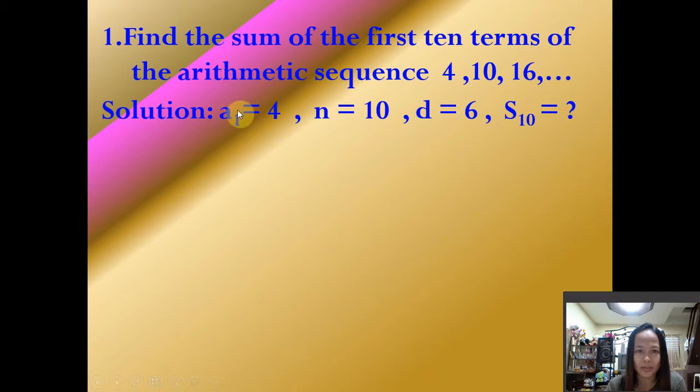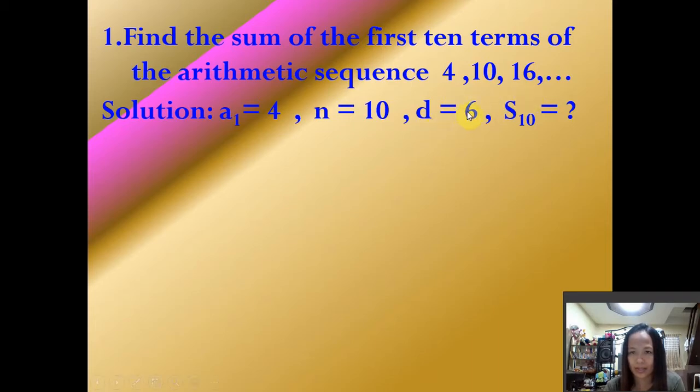As you noticed, our first term here is 4. Number of terms, or our n, is 10. Why is it 10? Because we are going to find the sum of the first 10 terms. So our n is 10. So there will be 10 terms to be added. And our common difference here is 6.